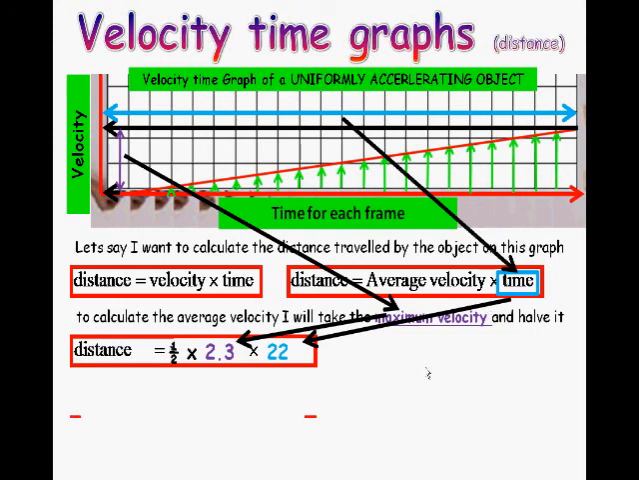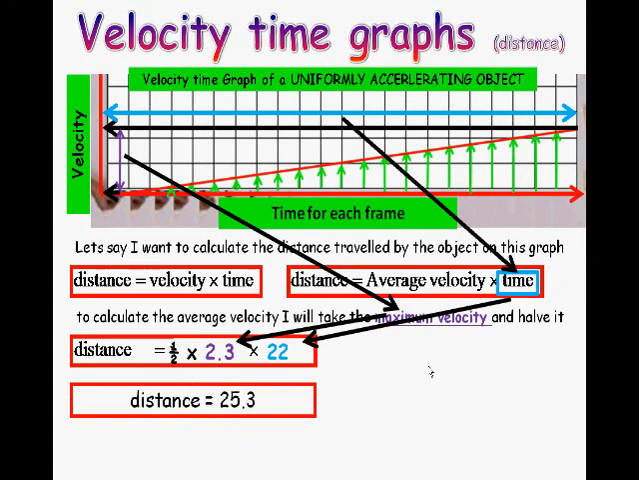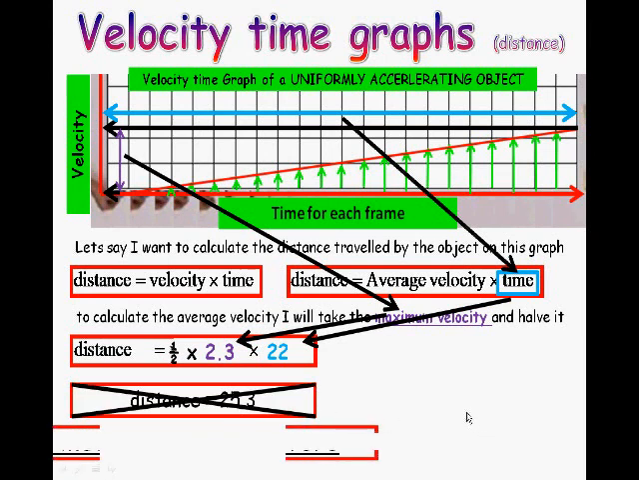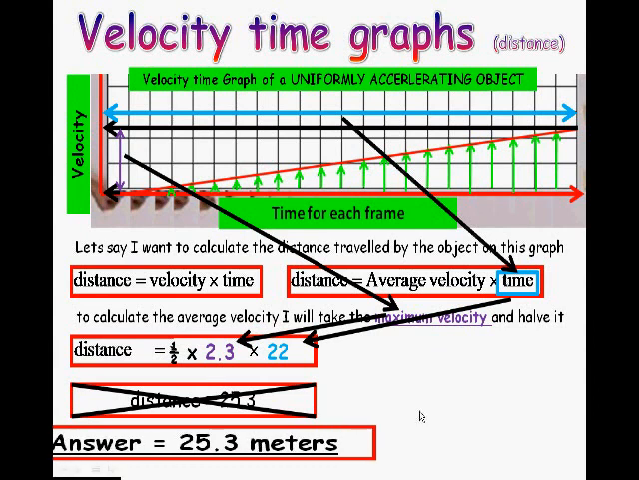So now I just stick these numbers into a calculator and I get this answer. And I'm sure you know by now this answer isn't really very good because I haven't got the units. So this is my final answer with units to the correct number of significant figures.